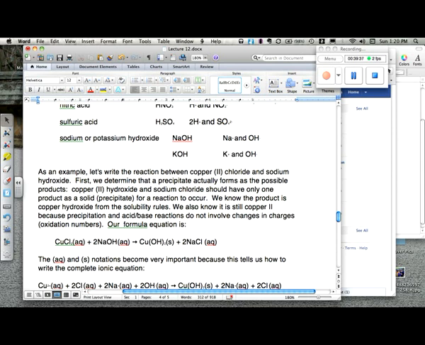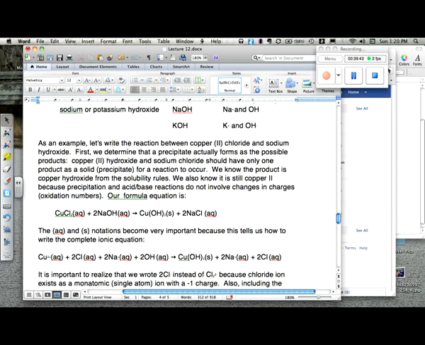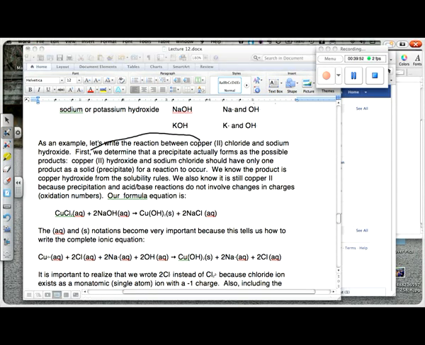We are going to take copper 2 chloride and sodium hydroxide, so there's a base for you, and we're going to determine that a precipitate actually forms. Our two possible new products are copper with hydroxide as a possible new combination, positive with a negative, and sodium with chlorine as a possible new product. If you look at your solubility rules, it is the copper hydroxide that is our solid, because the hydroxides are not soluble except for some exceptions. Copper is not one of them. Sodium, group 1, is certainly still soluble with chlorine.